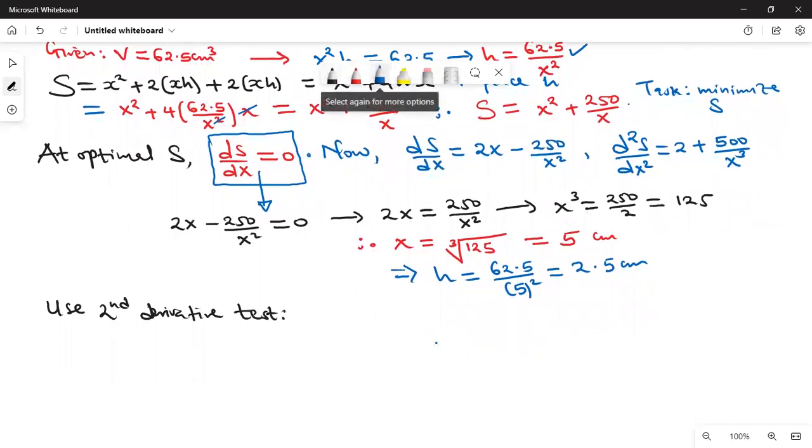So this is what you're going to do. d squared s over dx squared at x equals 5. What are we going to get? That will be equal to 2 plus 500 over 5 cubed.